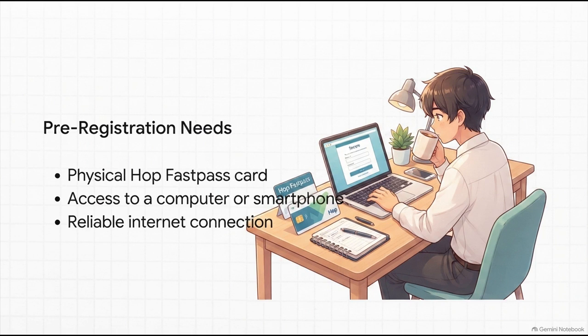But before we build your profile, let's make sure you've got exactly what you need on hand. It's super simple. You're going to need your physical 16-digit Hop Fastpass card, access to a computer or smartphone, and a solid internet connection. That's the whole list. Got 'em? Awesome. You're ready to link up to the regional transit database.